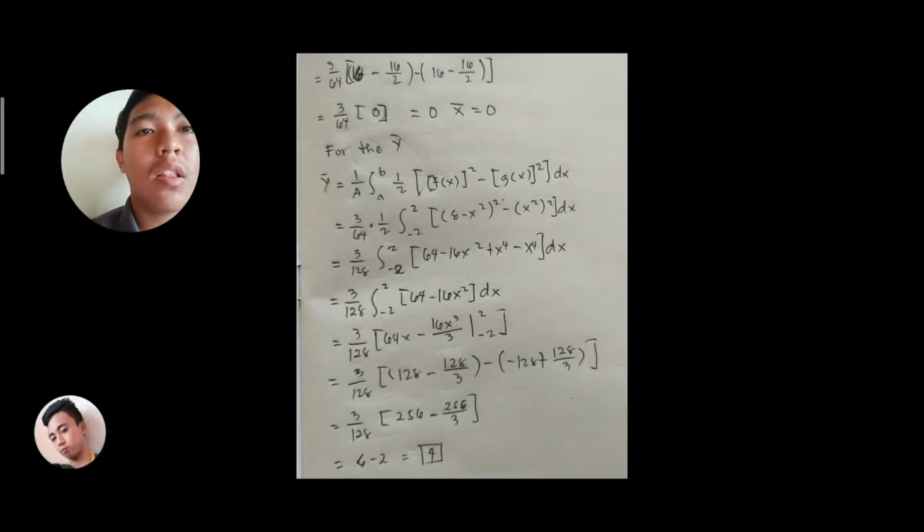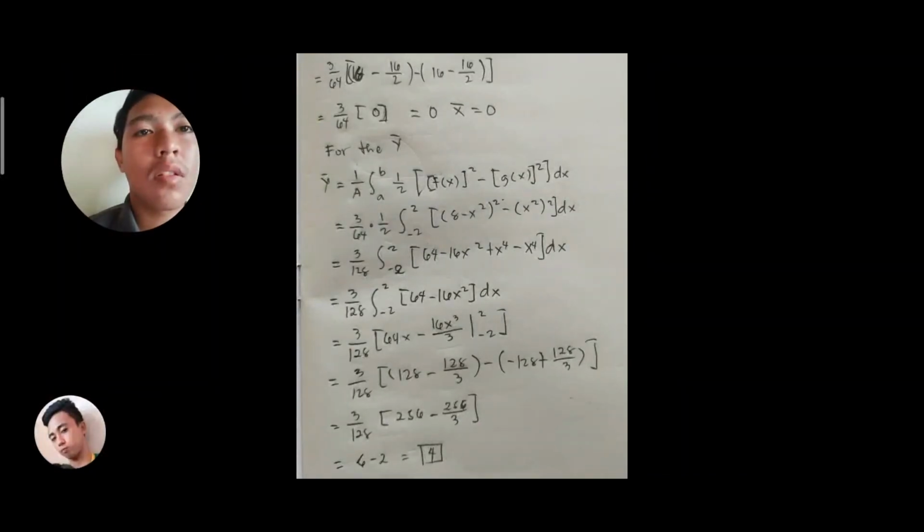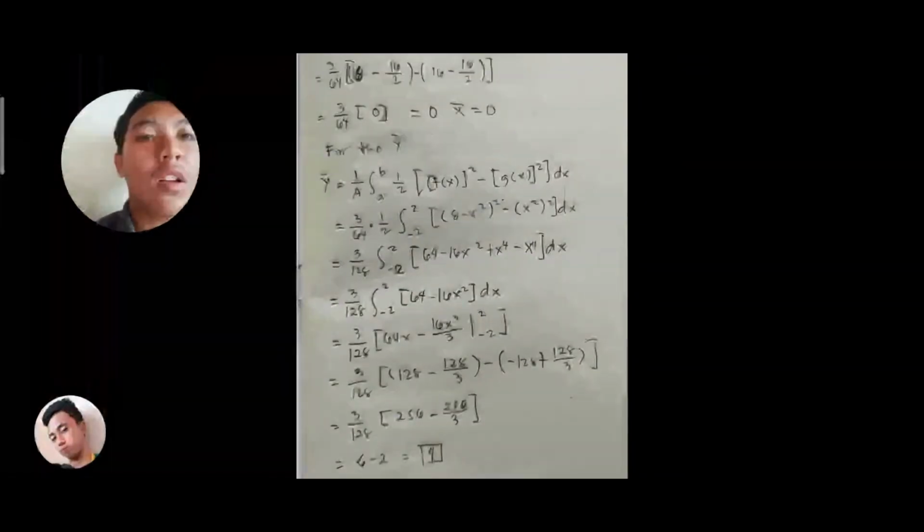3 over 128 integral from -2 to 2 of 64 minus 16x squared dx. 3 over 128 multiplied by 64x minus 16x cubed over 3, and this is the integrated part. Now we will plug in the 2 and the negative 2.